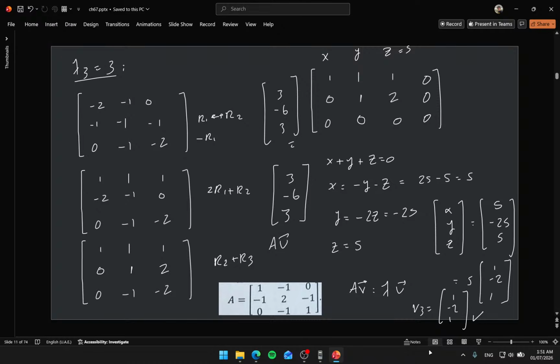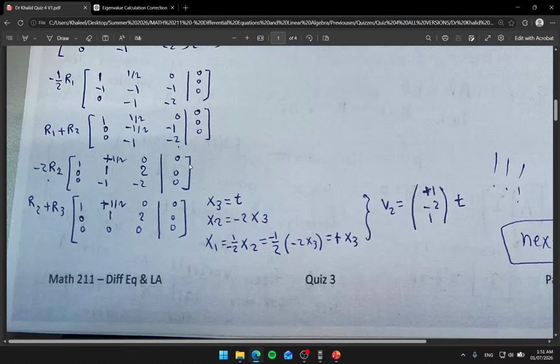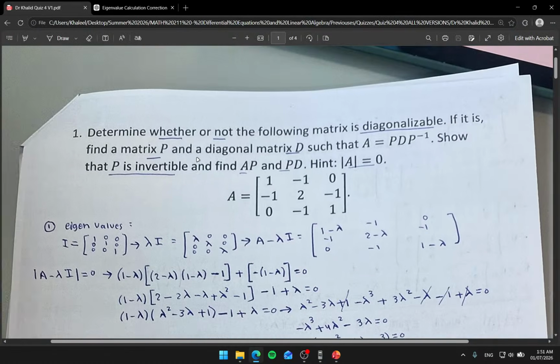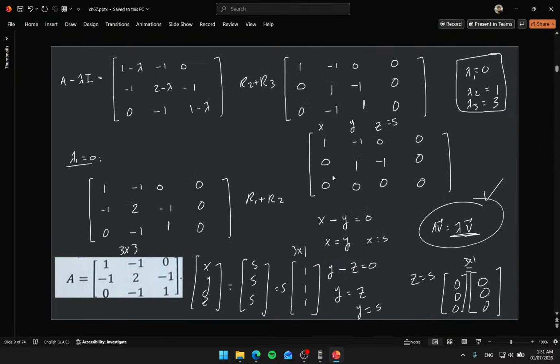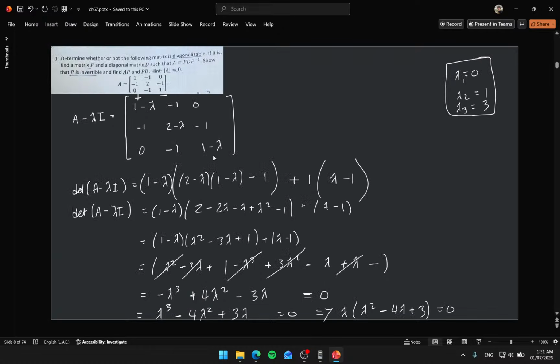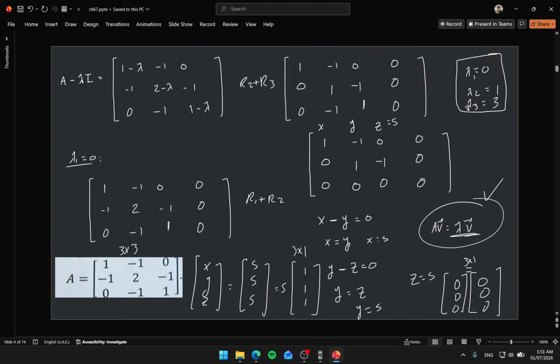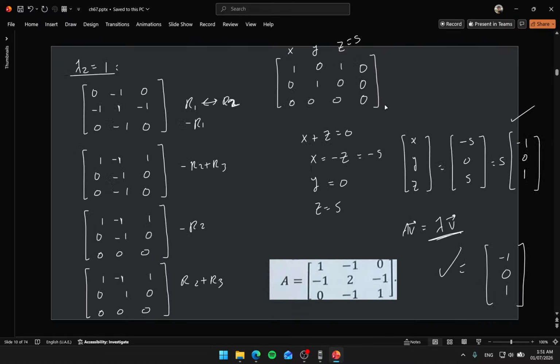Okay, after we find all of these, determine whether or not it's diagonalizable. Well, since we corrected this, the eigenvalues are all distinct, and since this is a 3 by 3 matrix, we have n distinct eigenvalues, then this matrix is diagonalizable.